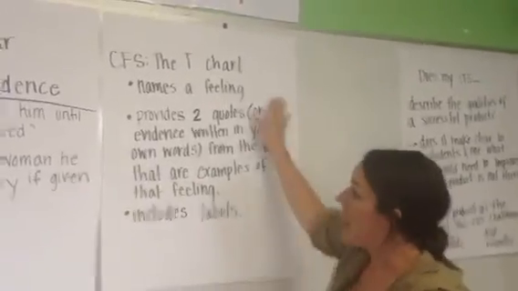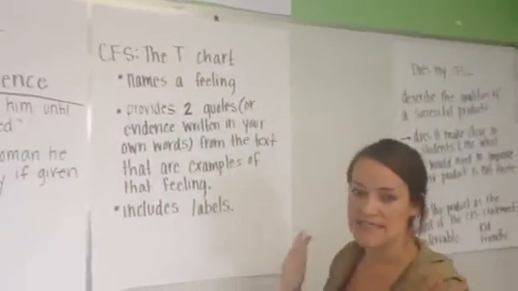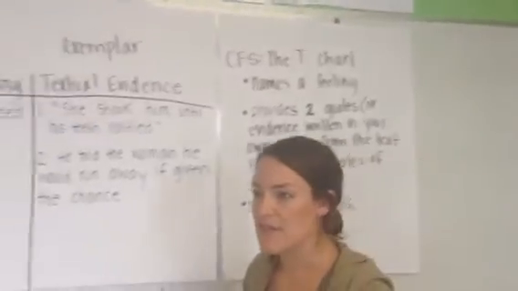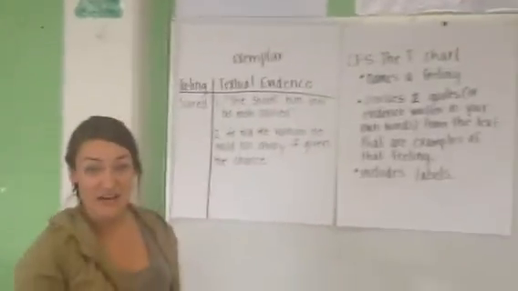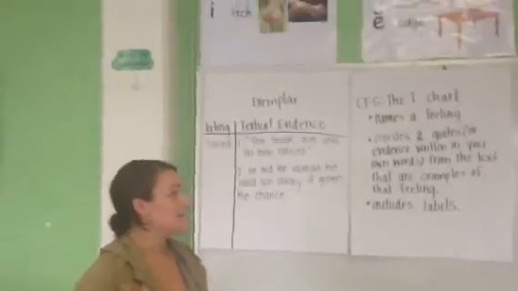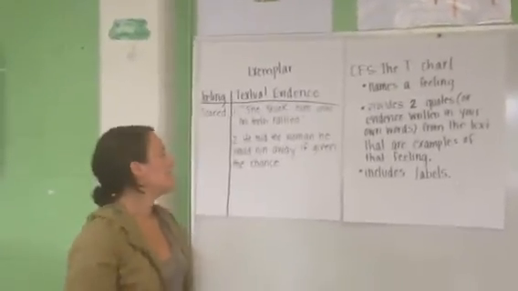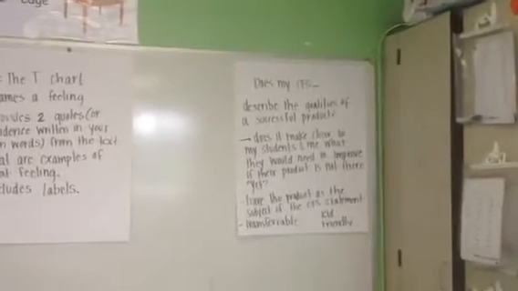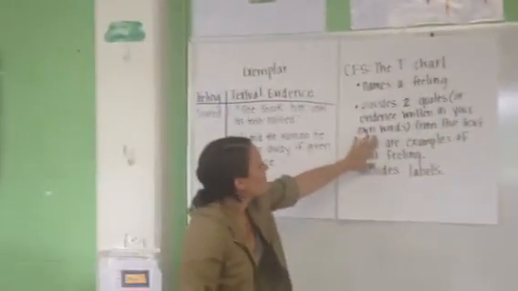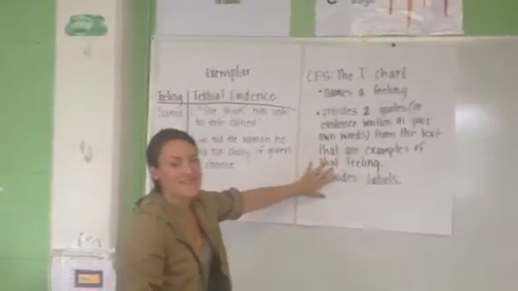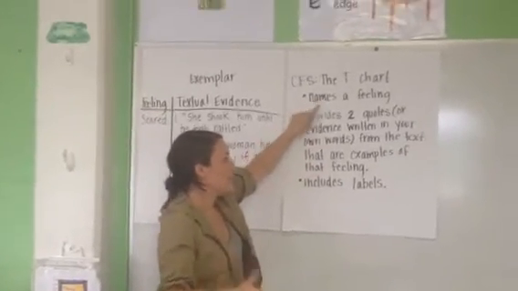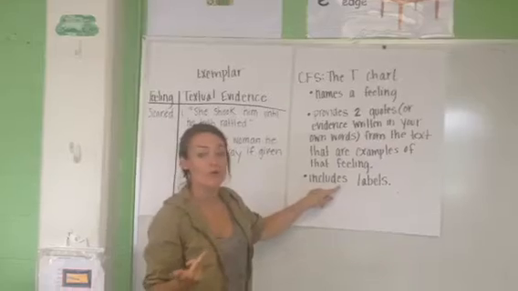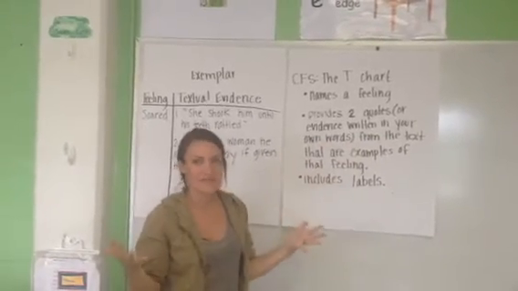So after I create a CFS, I kind of want to stand back and I want to think about the criteria for a good CFS. So I know the first thing that a criteria for a good CFS asks is, does it describe the qualities of a successful product? And I need to ask myself, does this describe all the things that a successful product would have? Yes, a successful T-chart will name a feeling. It will provide 2 pieces of evidence, and it will include labels. If they do that, they will have a successful product.